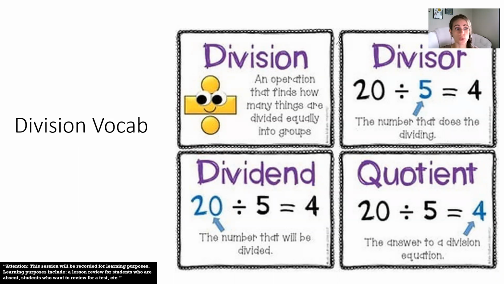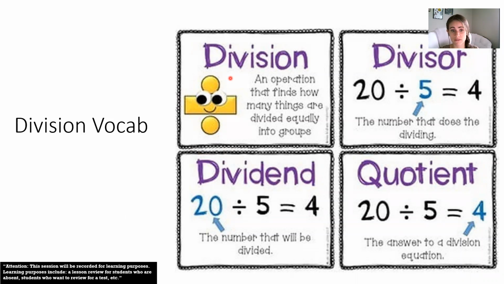So first off, what in the world is division? Well, division is an operation that helps you find out how many things are divided or how many things are split equally into separate groups. So it's that inverse, that opposite of multiplication. So we're splitting things into equal groups.